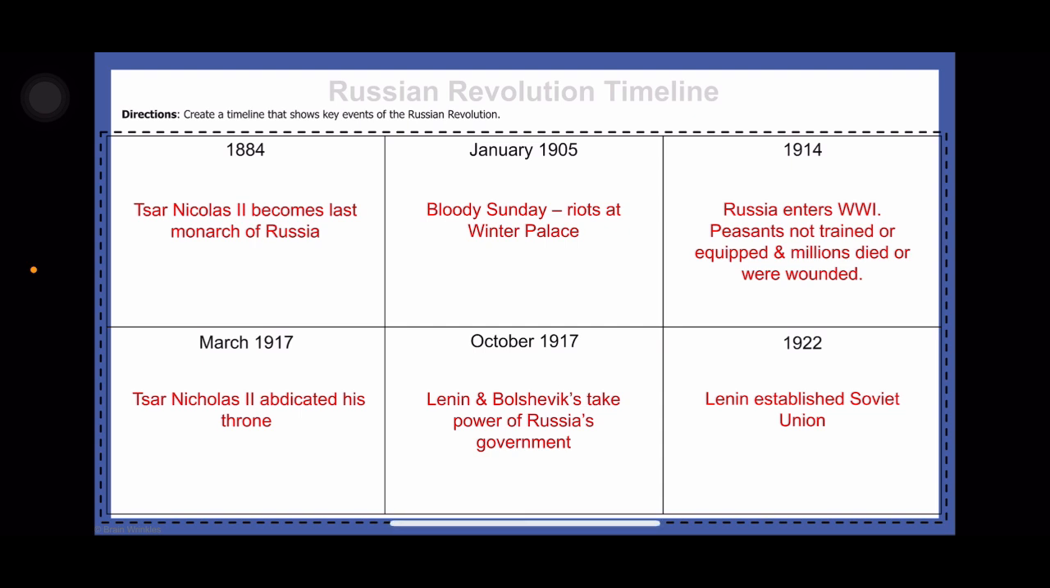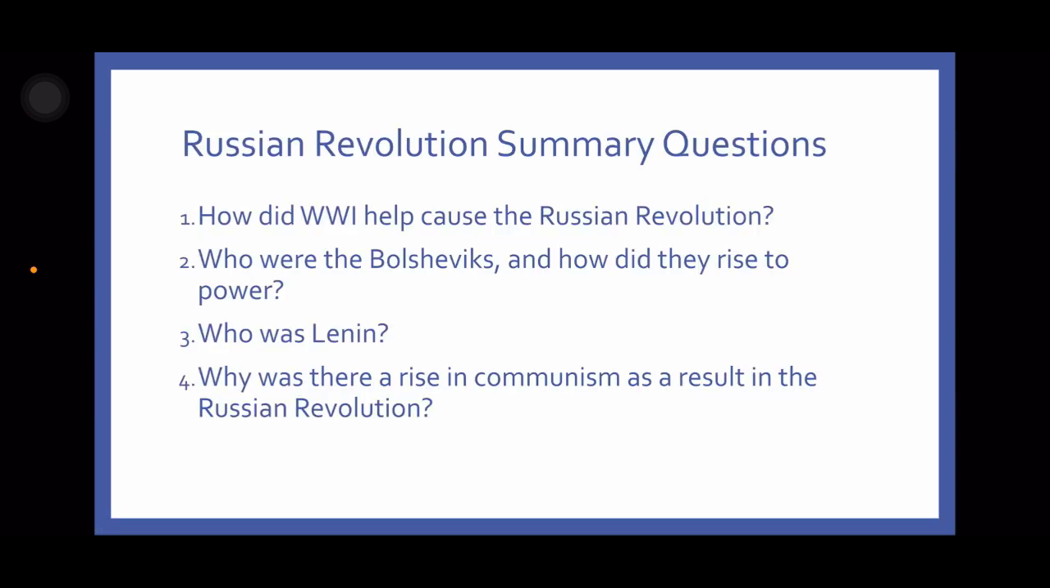This is just a timeline for the Russian Revolution. It started with Tsar Nicholas II becoming the last monarch, and then Bloody Sunday, and then of course Russia entered World War One. Then Tsar Nicholas II abdicated, meaning left the throne. In 1917, Lenin and the Bolsheviks took power of the Russian government. In 1922, Lenin made the Soviet Union and communism.